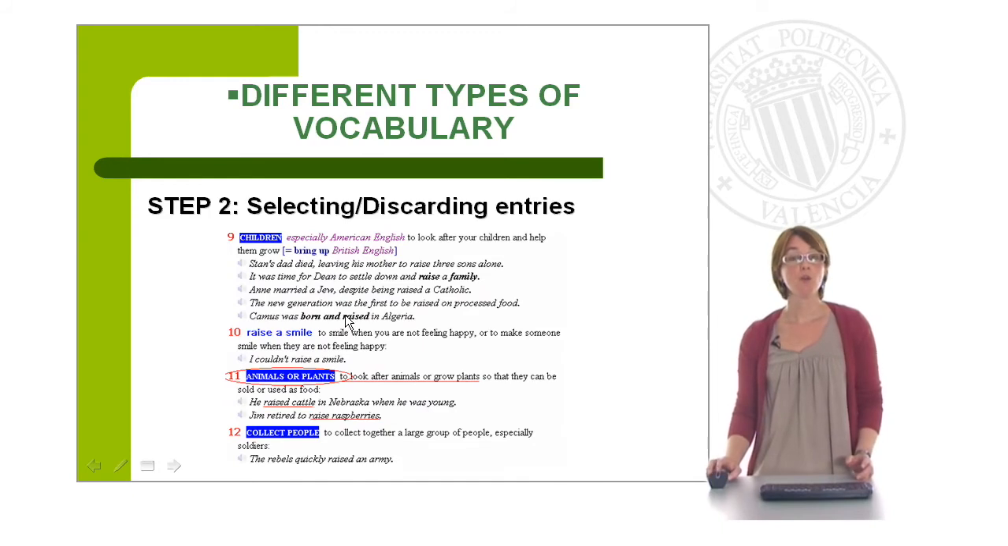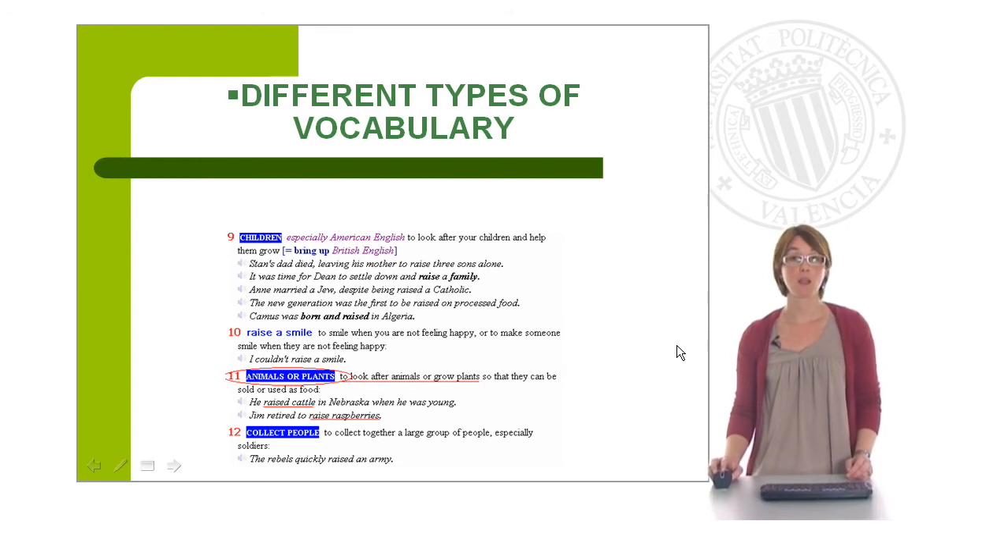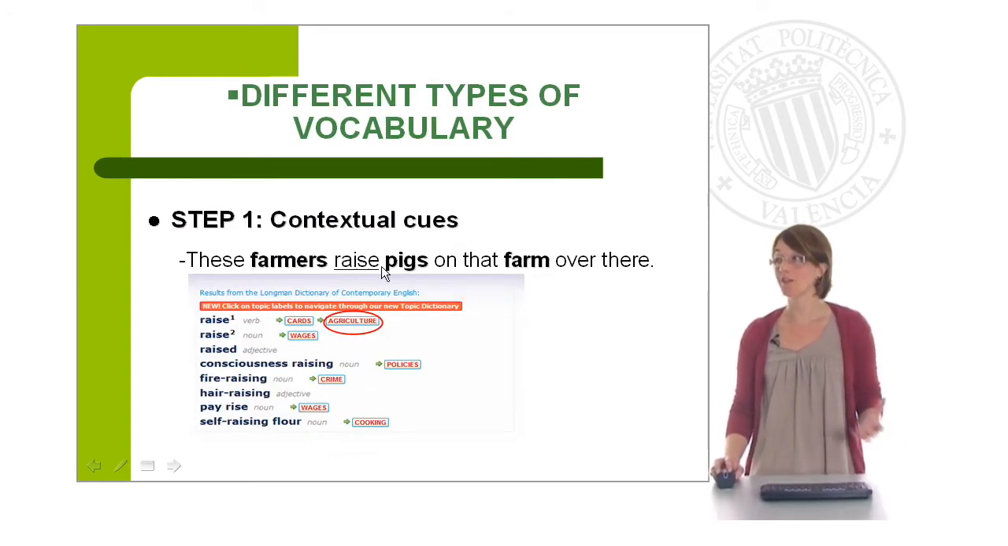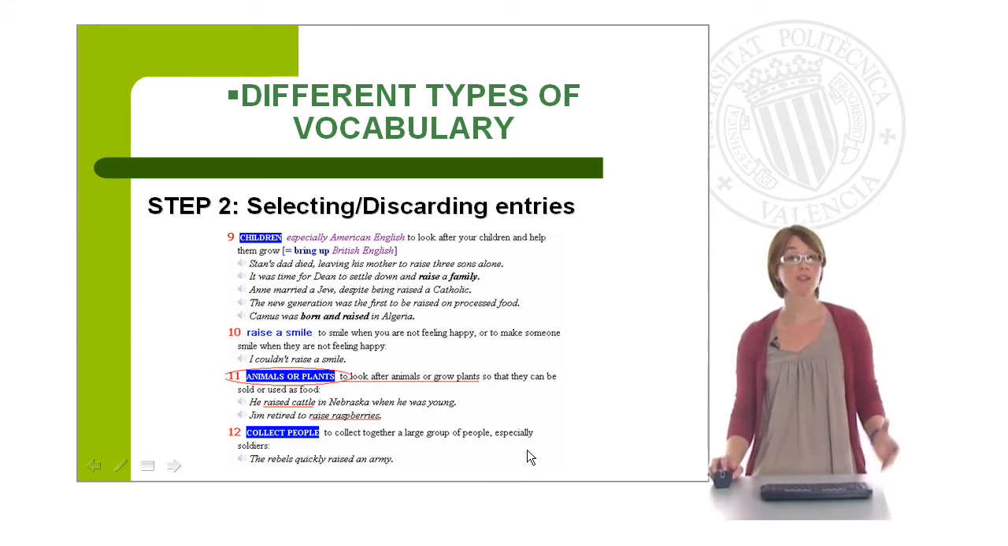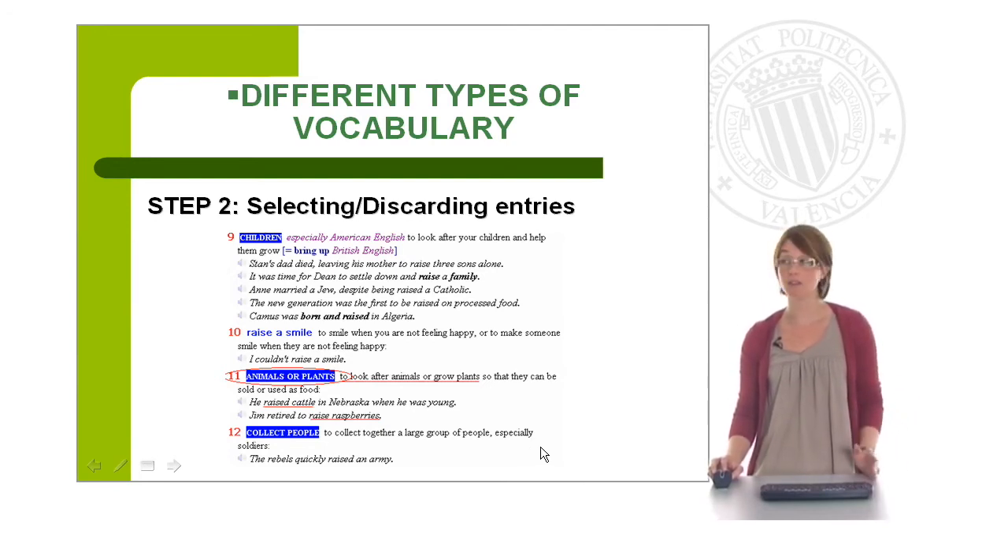Right. So now the next step would be selecting and discarding entries. Okay, here we realize that the use of raise here is related to agriculture because we have farmers and we have pigs. Right, so then what we are going to do, we click on raise and this is what we find. If you try this at home online, you will find sub-entries. These sub-entries are numbered, okay? And now what you have to do is select the right one and discard, eliminate those entries which are irrelevant.